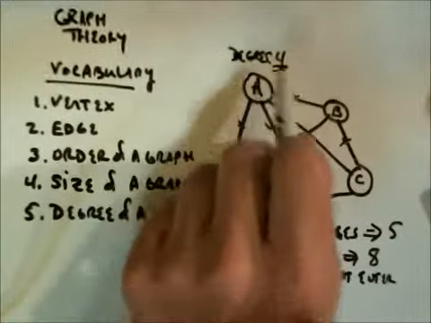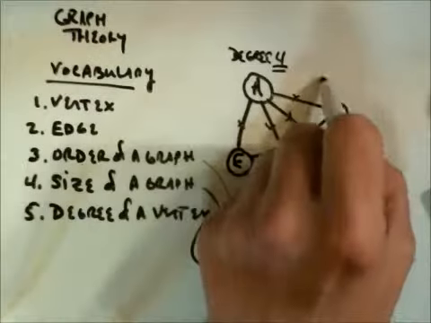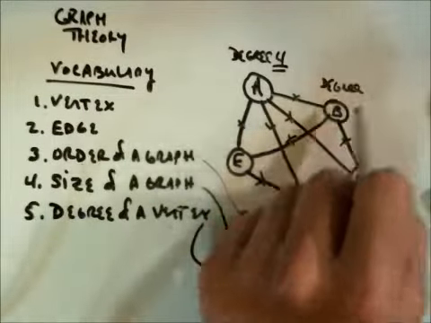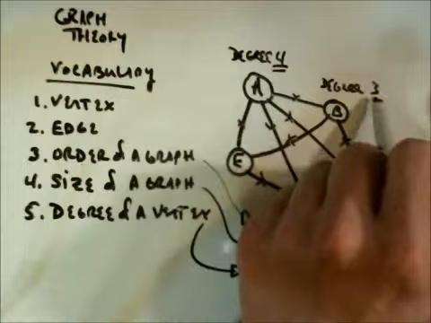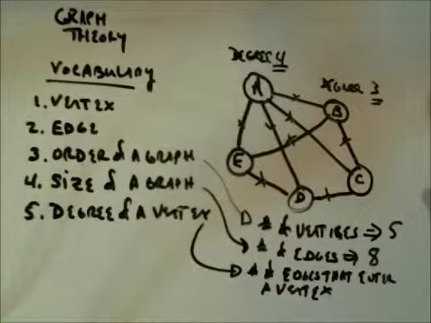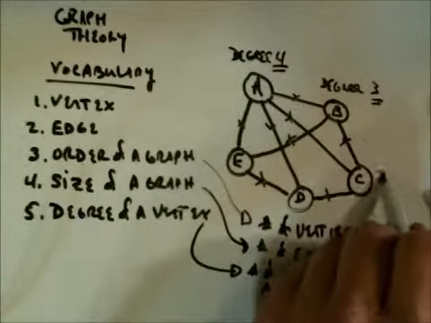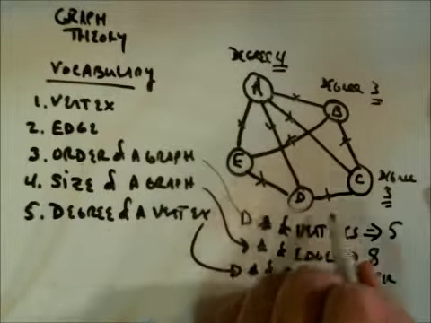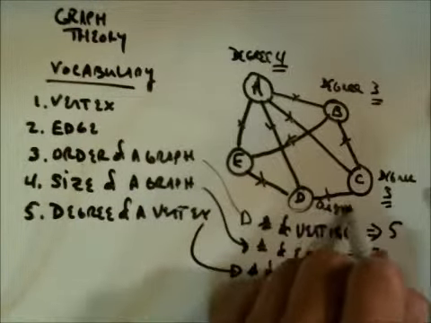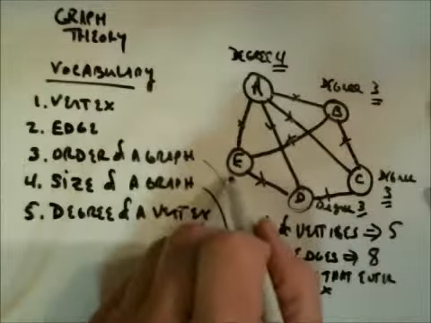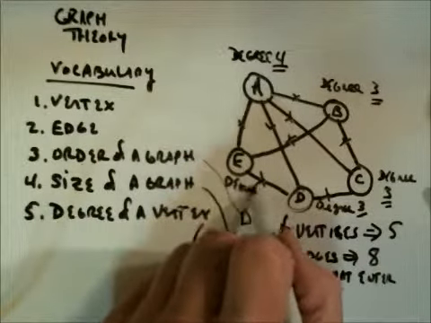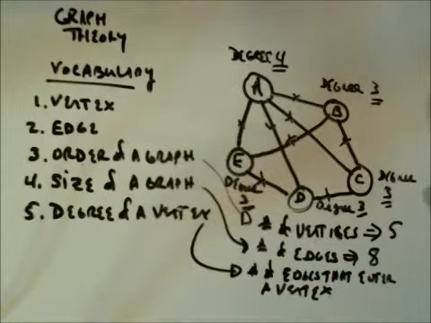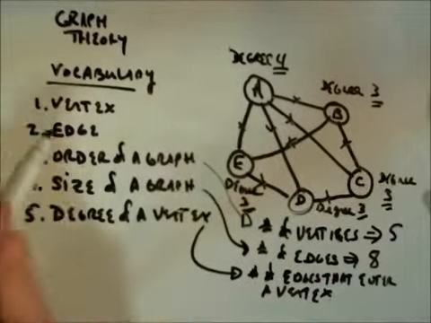So vertex A is degree 4. Vertex B has 1, 2, 3 edges coming in, so that would be degree 3. Likewise, C is degree 3. D is degree 3, and E is degree 3.